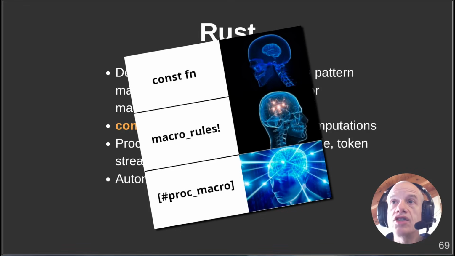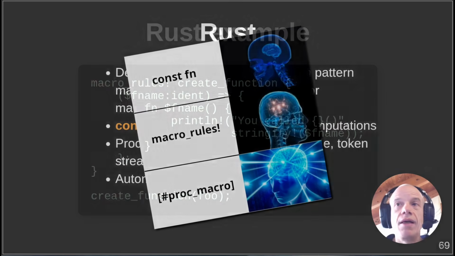And this is the slide. So we have a const function that's very limited. You can do some computation. Then you have macro rules, which is more general and separate from the language. And then you have procedural macros, which is the most powerful tool.